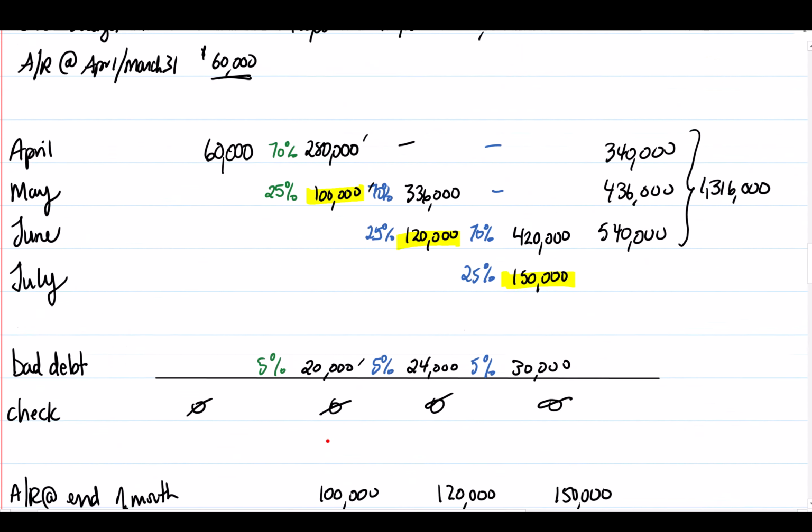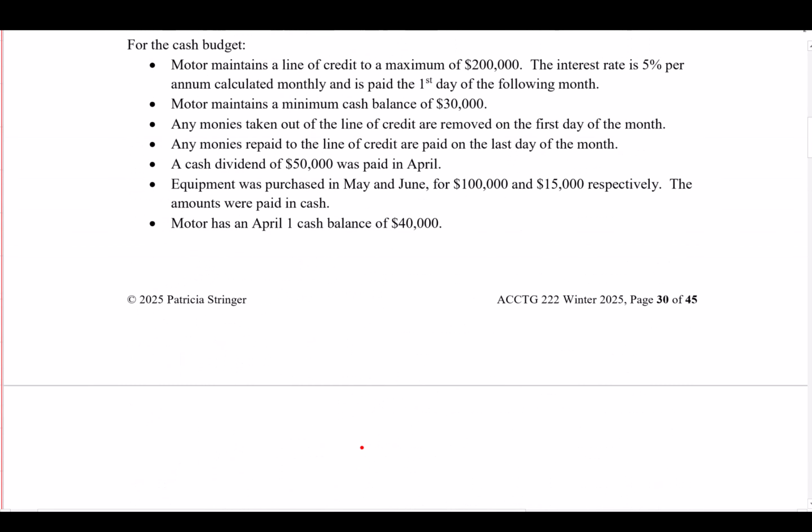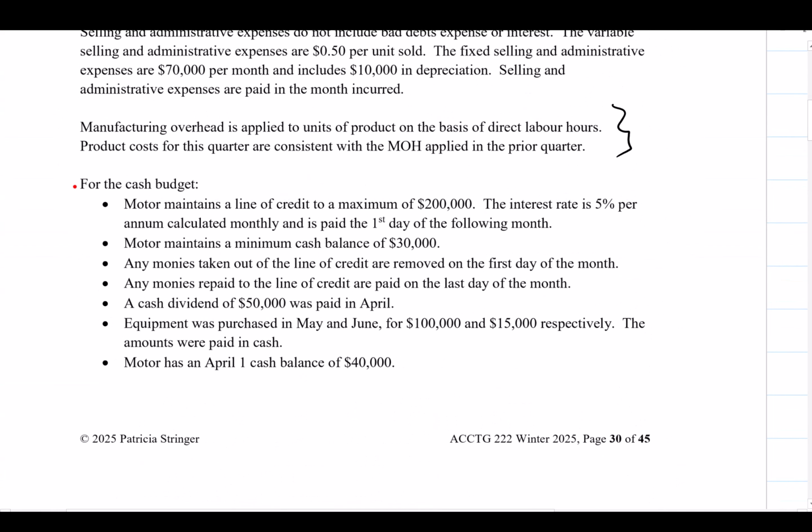All right, let's go back to the problem. For the cash budget, Motor maintains a line of credit to a maximum of $200,000. The interest rate is 5% per annum, calculated monthly, and is paid on the first day of the following month. Motor maintains a minimum cash balance of $30,000. Any monies taken out of the line of credit are removed on the first day of the month. Any monies repaid to the line of credit are paid the last day of the month.